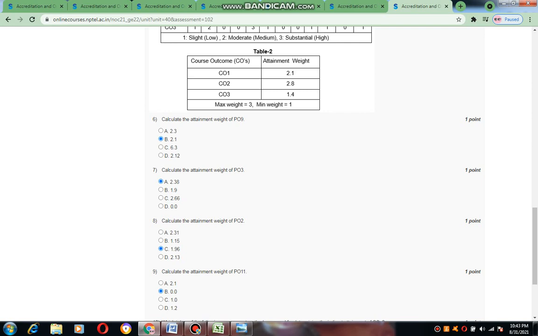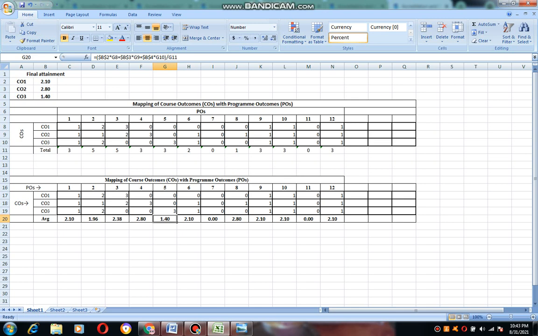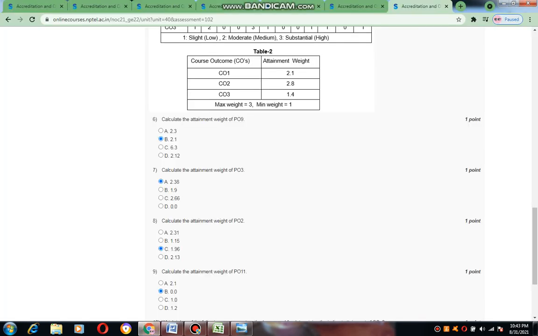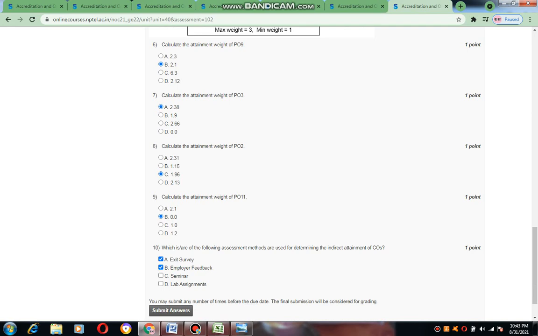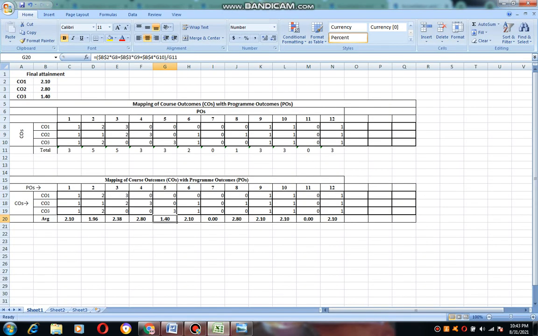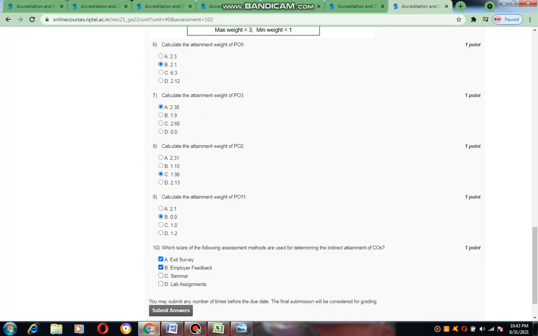And calculate the attainment weight of PO2. So what is the attainment of PO2? 1.96. The answer is available here, 1.96. And calculate the attainment weight of PO11. What is the attainment weight of PO11? All are zeros, so obviously it is also 0. I selected 0 for this. And coming to the 10th question, I considered A and B as the best answers.